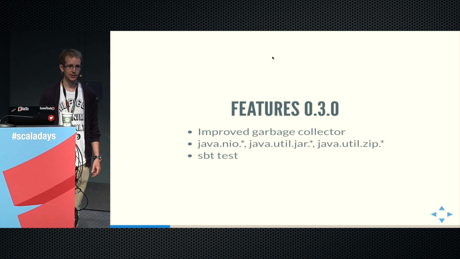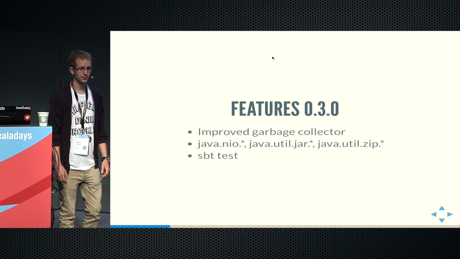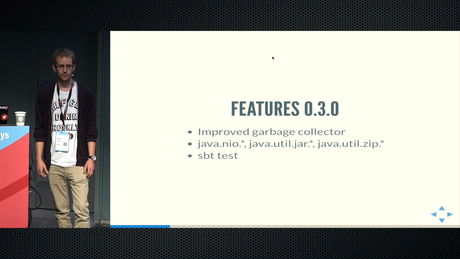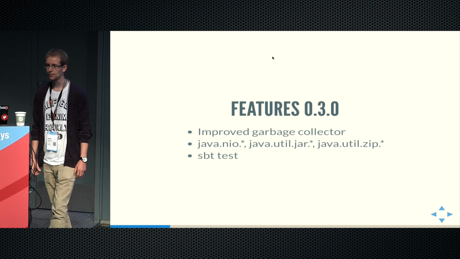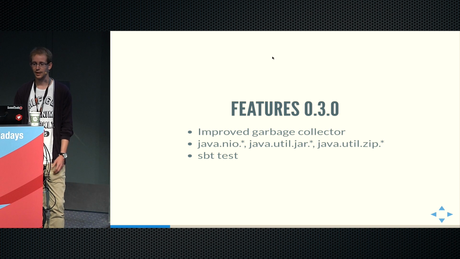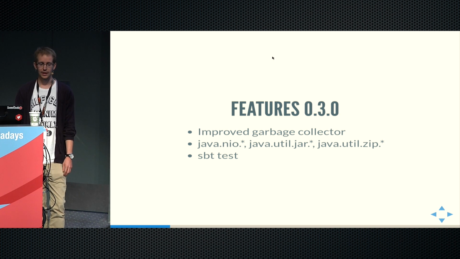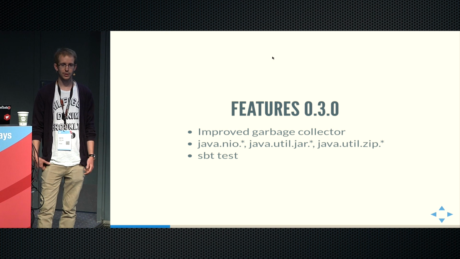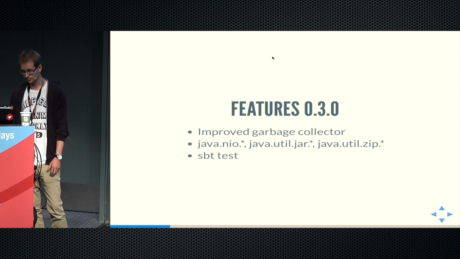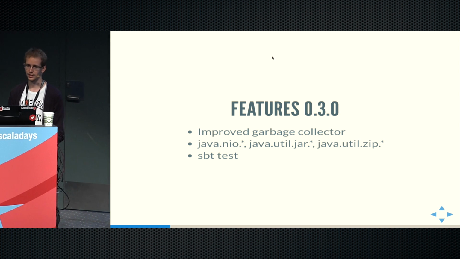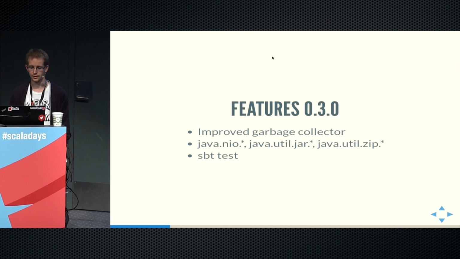The upcoming release of Scala Native should be out very soon. We have a much improved garbage collector. If you were at Denis's talk yesterday, you may have seen that there will be a nice performance improvement if you enable the new GC. We also added support for NIO, jars, and zips, and we hope to have a nice SBT test interface. The goal here is to be able to compile your tests using the usual test frameworks in Scala and run them on the JVM or on native, so that you can make sure that your program behaves correctly on both the JVM and native.